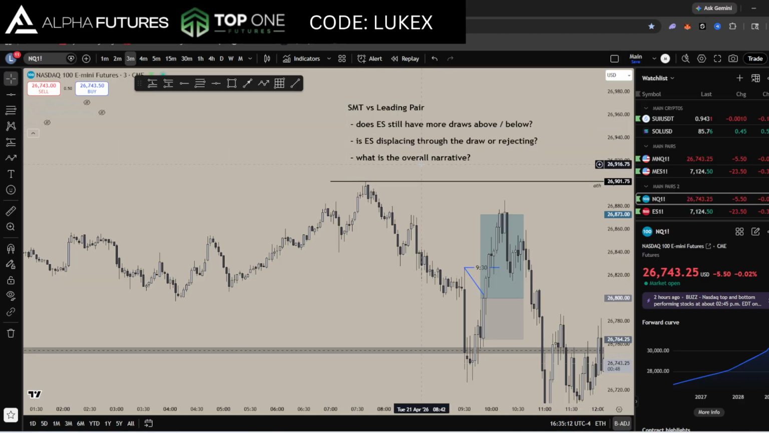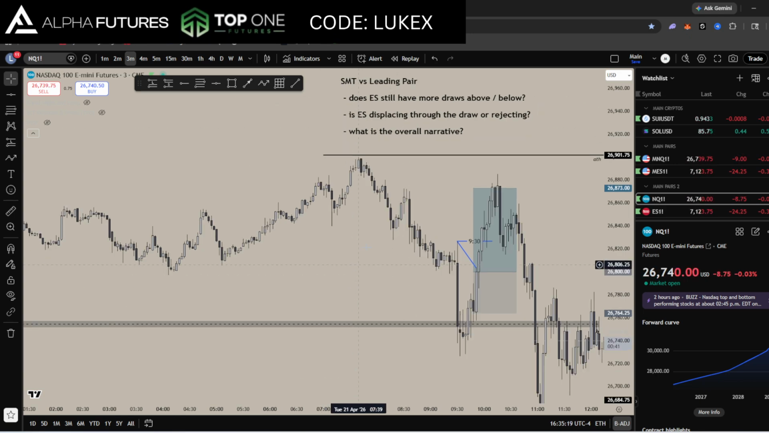And what is the overall narrative? Where are the higher time frame draws? What are we delivering off of? You know what I mean? What is the overall picture? And in this case, it was a clear reversal for higher, and that's what we ended up getting.